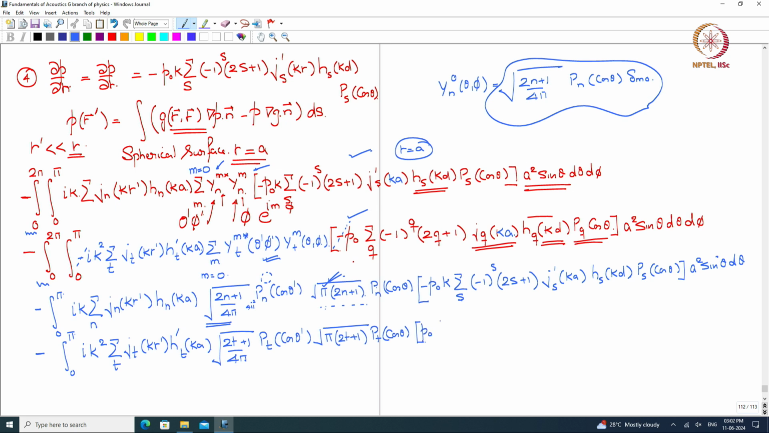p0, summation over q, minus 1 to the power q, (2q plus 1), jq of ka, hq of kd, Pq of cos theta, and a square sin theta d theta.